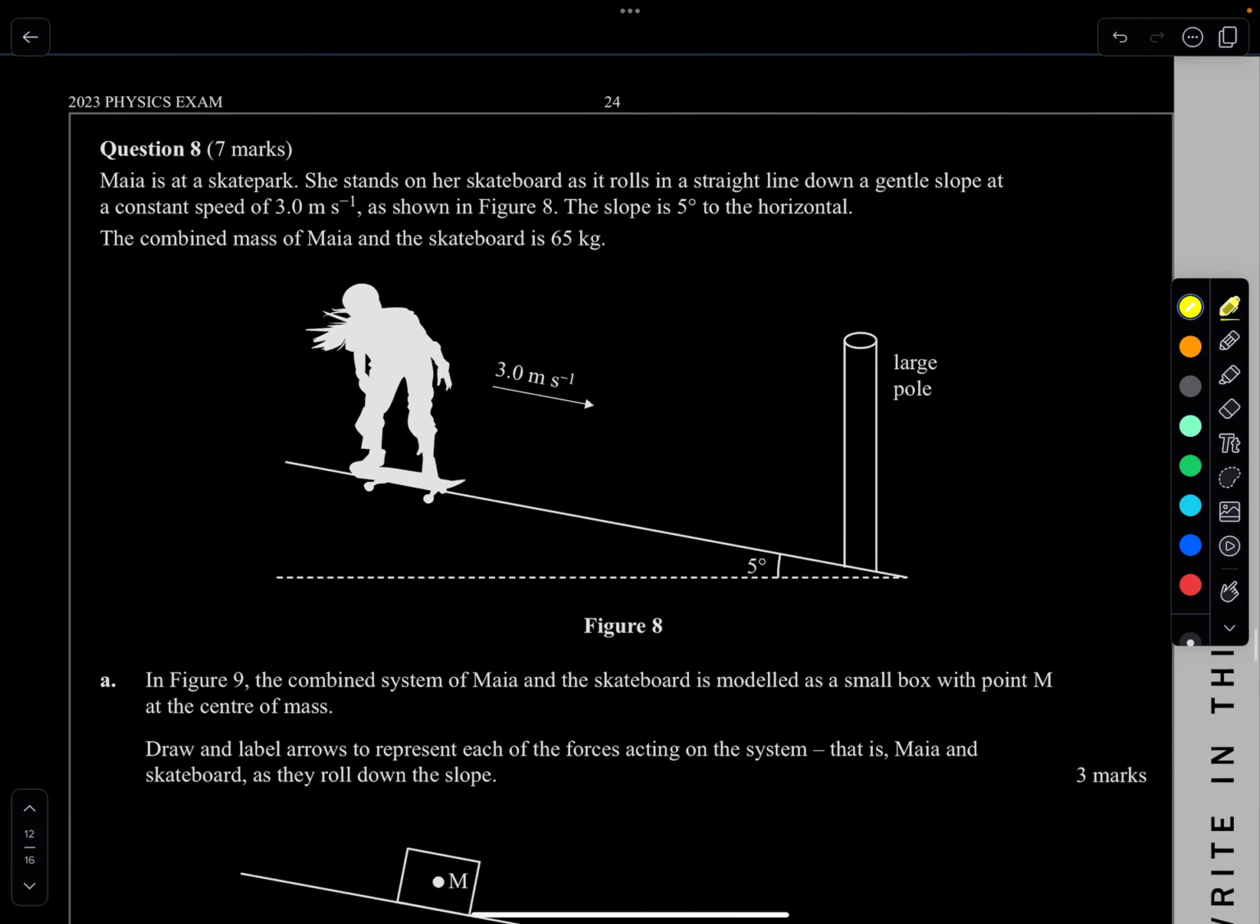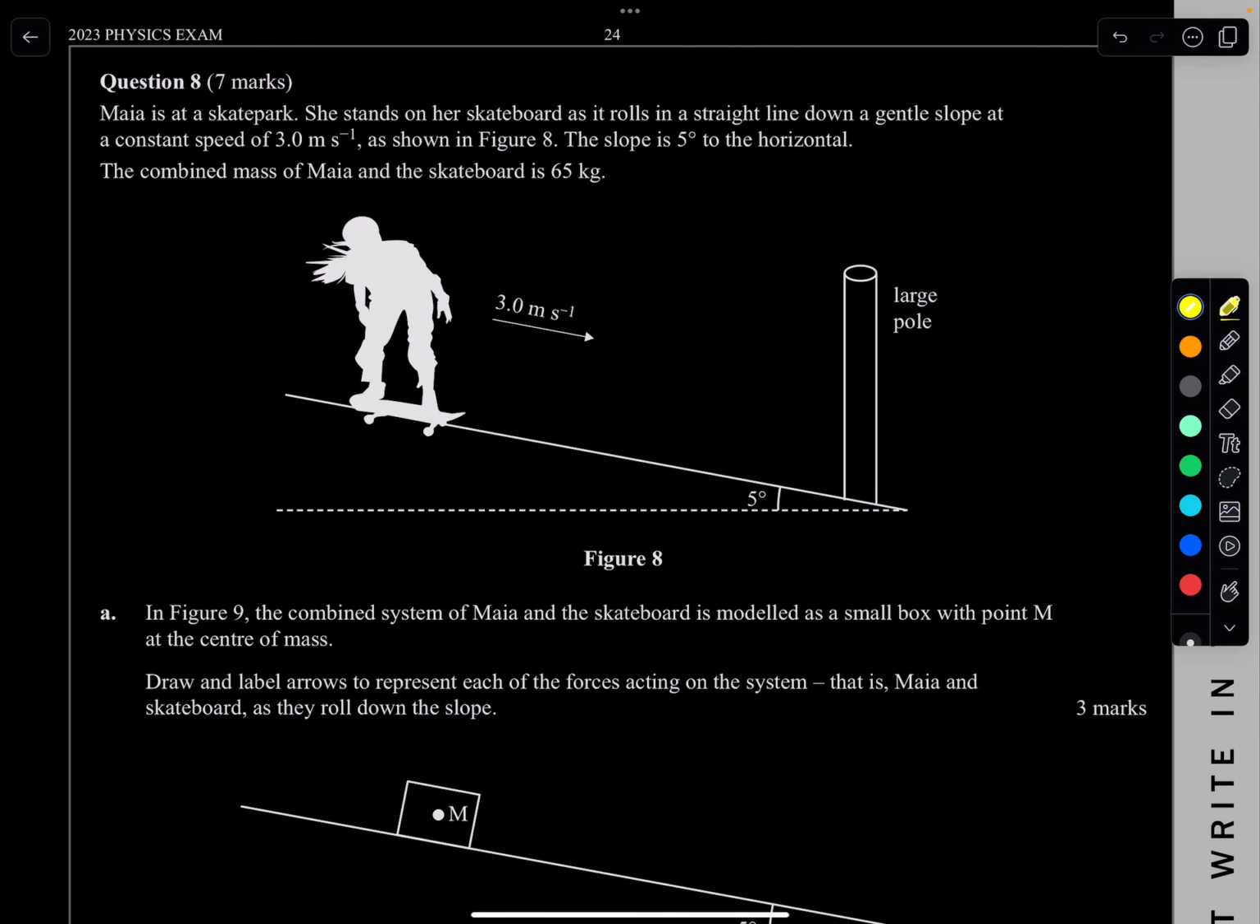Easy. Question 8. Maya is at a skate park. She stands on her skateboard as it rolls in a straight line down a gentle slope at a constant speed. Constant speed, basically, whenever you see that word, it means your net force is 0 and acceleration also is 0. Whenever you hear constant speed in these types of questions, the slope is 5 degrees to the horizontal. The combined mass of Maya and the skateboard is 65 kg.